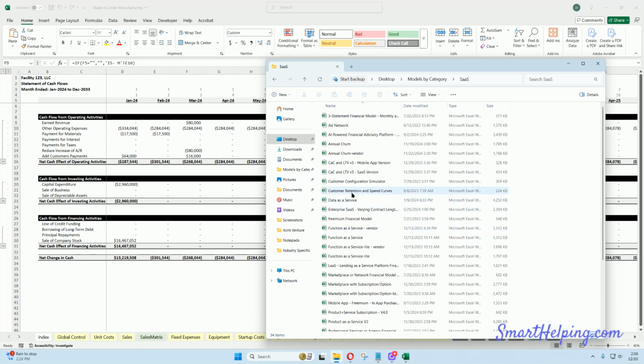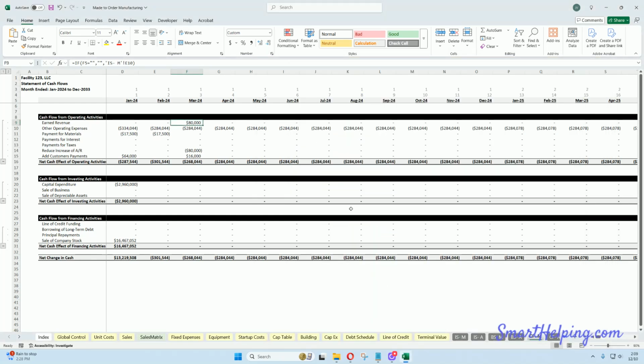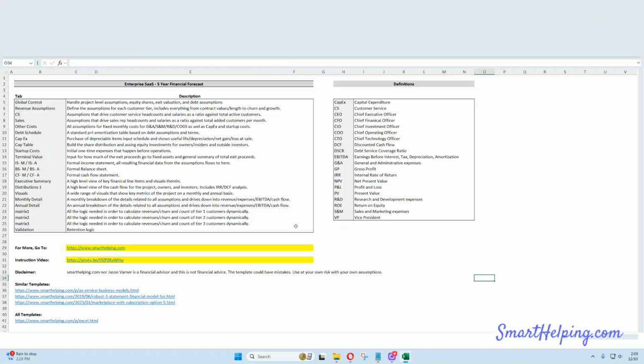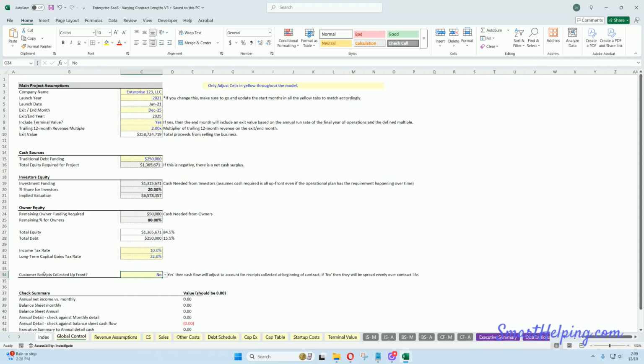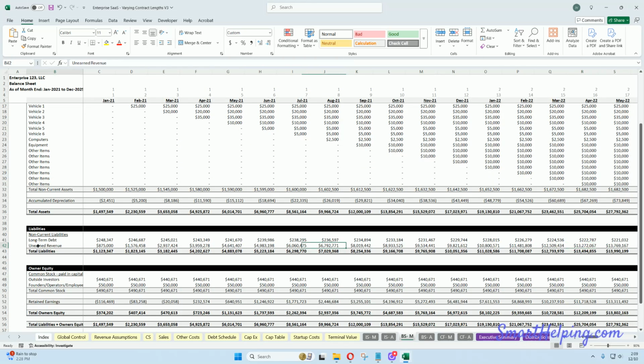Where am I looking here? Enterprise SaaS for in-contract length. So when I built this model, that's loading up, it has an option to collect all the cash receipts from a contract up front or not. So if I were to hit yes on this box, go to the balance sheet, look, I have this unearned revenue happening.